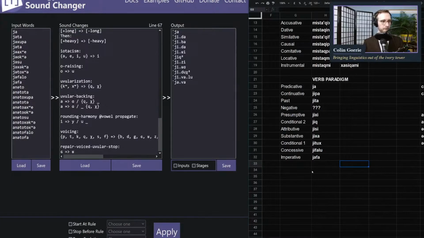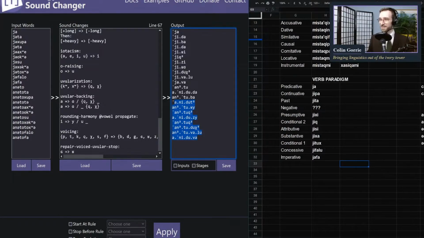All right, so I guess all we have to do is run the sound changes. Apply. And I didn't even do the fingers crossed thing. Hubris is coming over me. I'm becoming overproud.